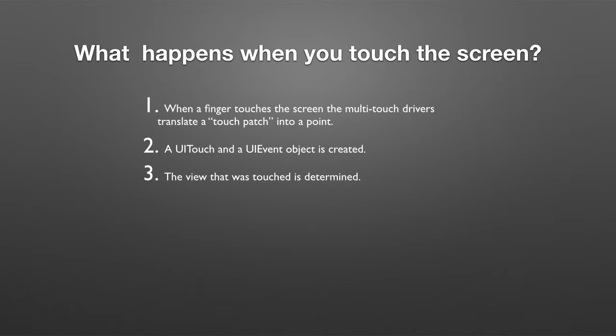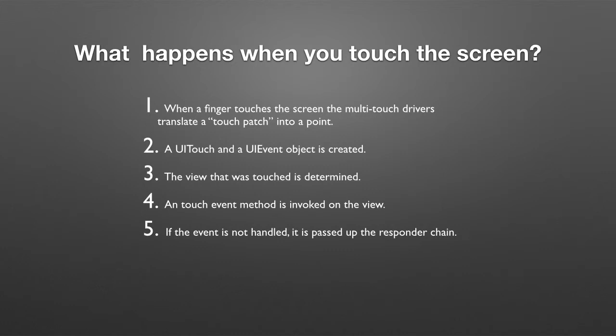The view that was touched is determined. In other words, which view was actually touched? We have to analyze the geometry and figure out, well, where did the touch happen? The touch event method is invoked on the view. Now, what actually may happen is the view, because it's a responder, may respond to the event right then and there. And that's what happens when you attach a gesture recognizer, which is a higher level way of doing this. And we did do that in one episode a ways back. If the event is not handled, it is passed up the responder chain.